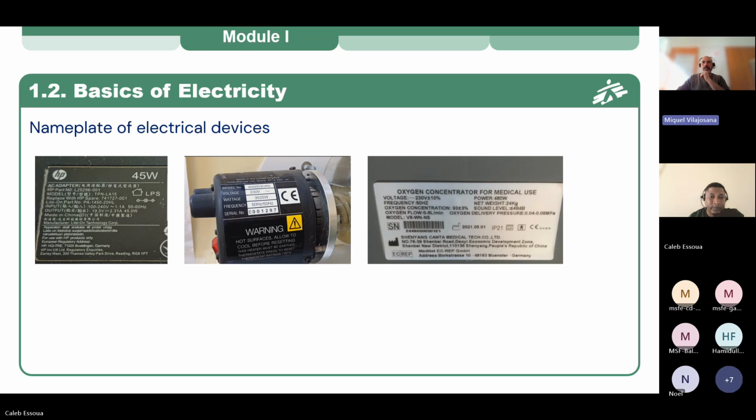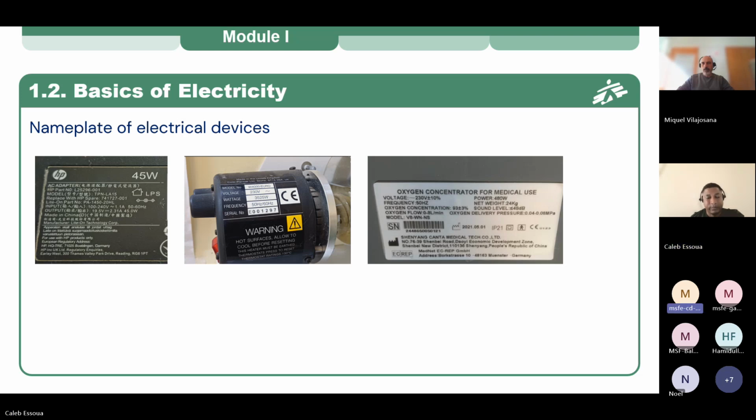Yes, Caleb, there is a question. Yes, my question is just to clarify. I don't know if I understand well. We can't use these 45 watts to calculate? Yes, we have to use the input current. Input current and voltage. Yes.